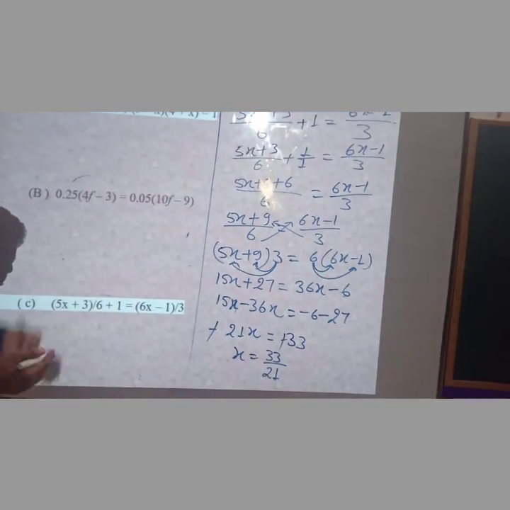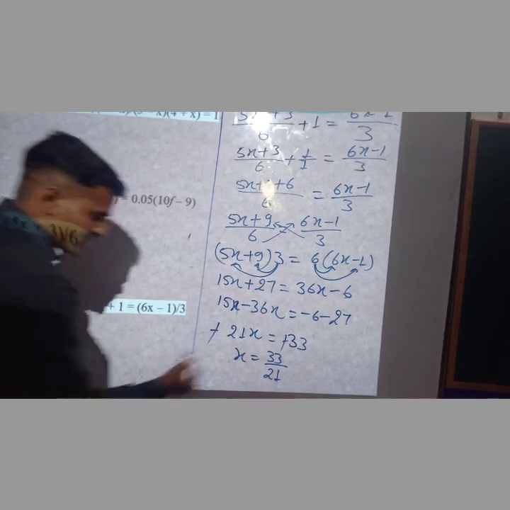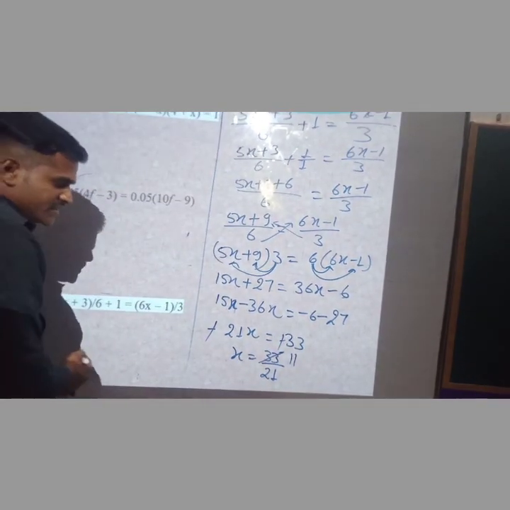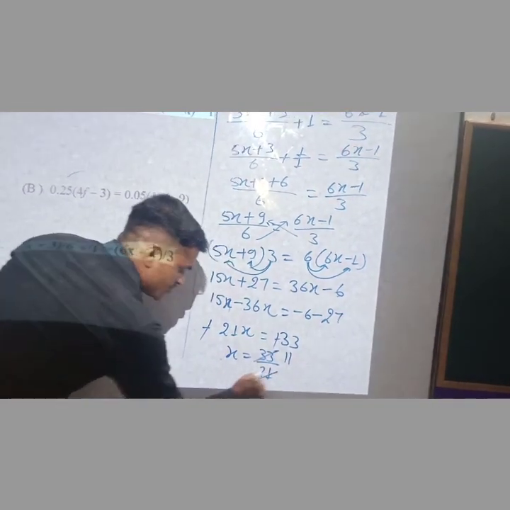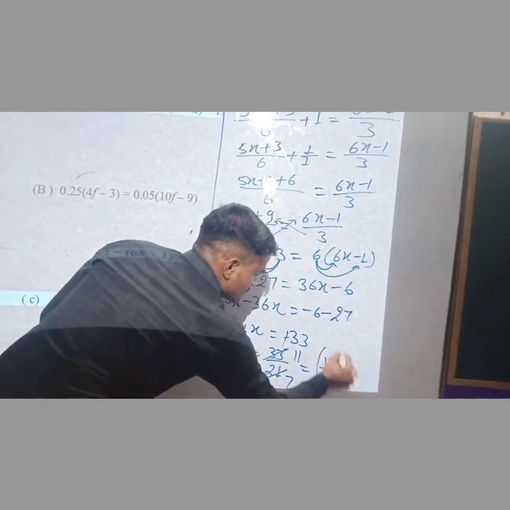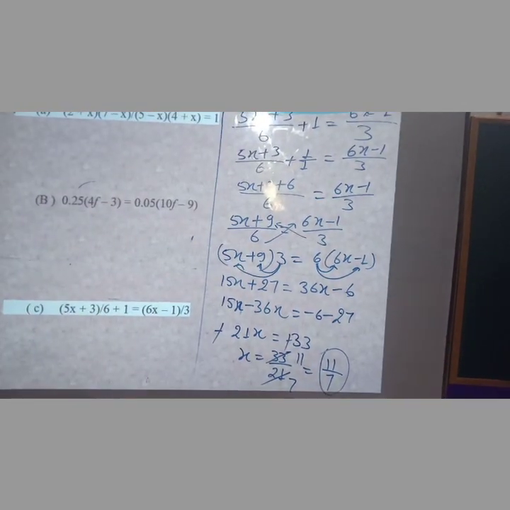It is reducible, so we can reduce it. 3 divides 33, it gives 11, and 21 divided by 3 is 7. So we get 11 upon 7 is the solution.